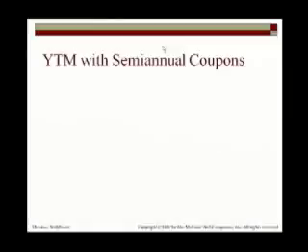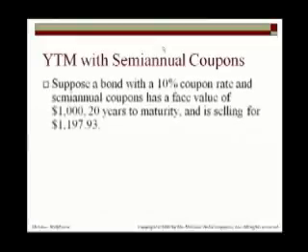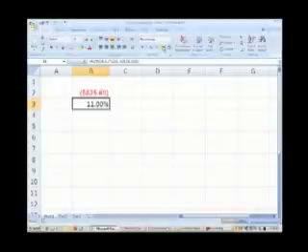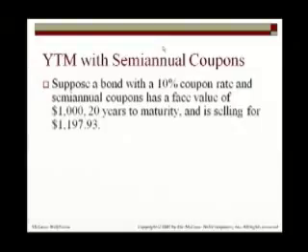Now if we have semi-annual coupons, the process is exactly the same for a spreadsheet. So here's a 10% coupon rate, semi-annual coupons, face value of 1,000, 20 years to maturity, and it's selling for $1197.93. I can go back to my original problem and just change it to 20 years to maturity.